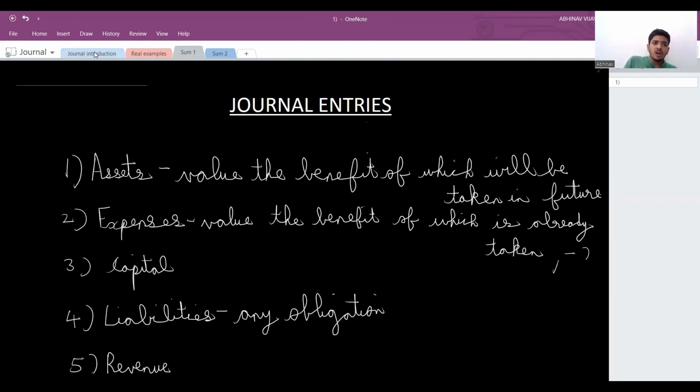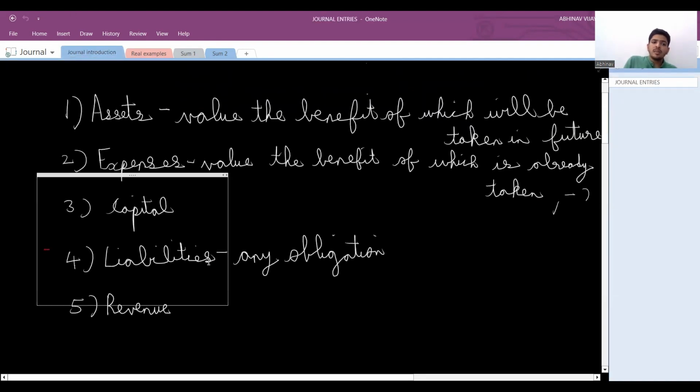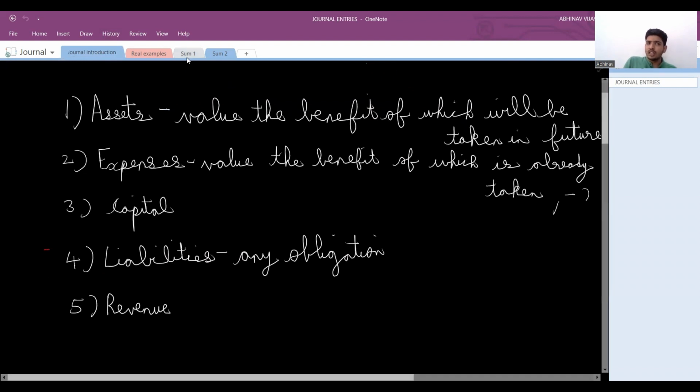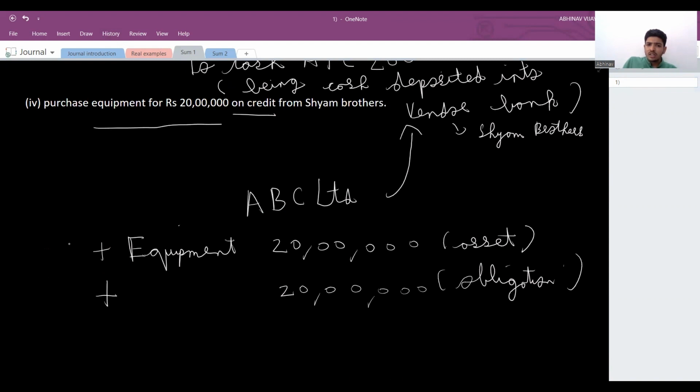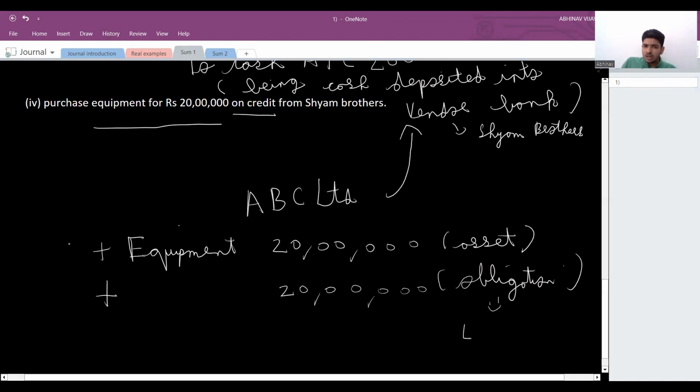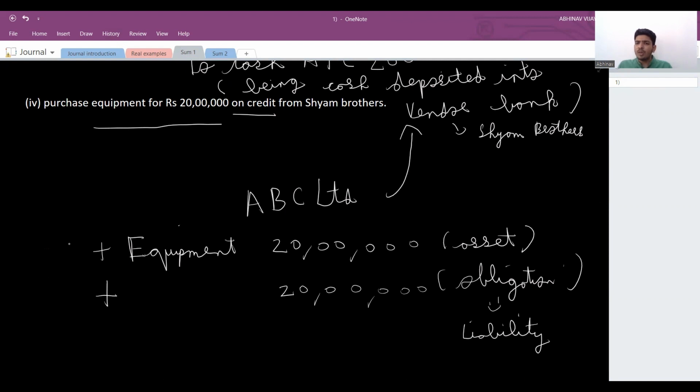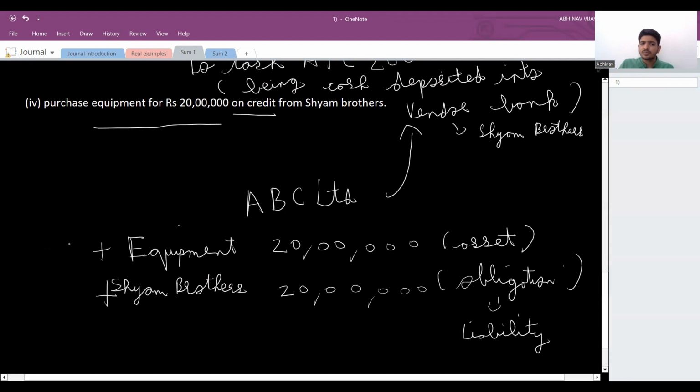Now, what is the meaning of an obligation? Any obligation means a liability, as per the definition. So here, this is a liability. Now, in ABC Limited's books, what will you write as the headache's name, the liability's name, or the obligation's name? You write Sham Brothers, because you need to pay Sham Brothers, so the liability or obligation's name is also Sham Brothers.